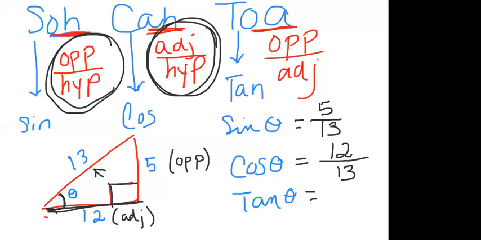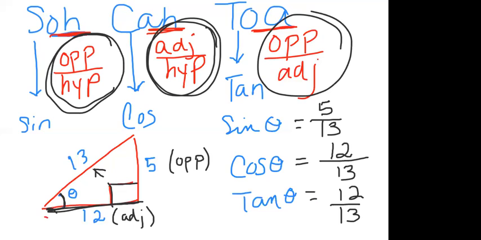And then last but not least, tangent: you've got opposite over adjacent. So the opposite would be 12 over 13. I'm sorry, what did I just write? The opposite over the adjacent. My mind is moving too fast, guys. So the opposite over adjacent for this one would be 5 over 12. And just like that, you figured out the 3 basic trig ratios for this particular triangle.